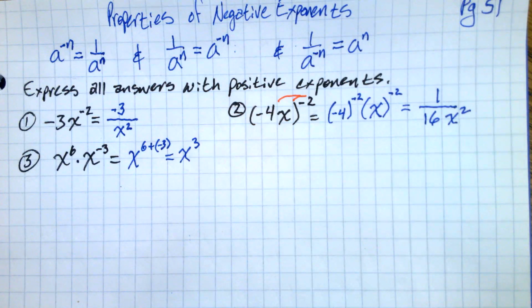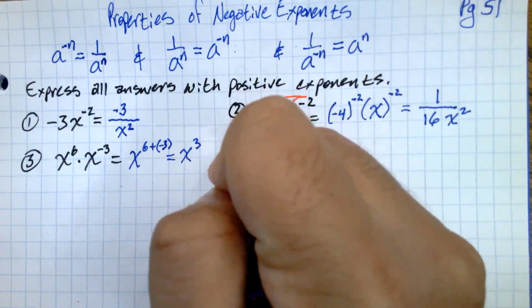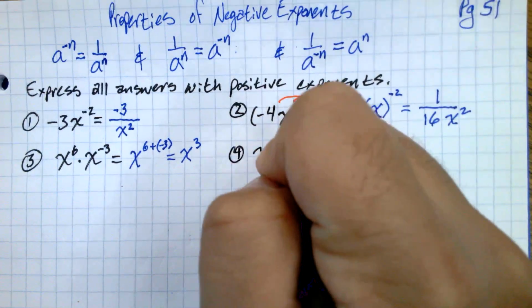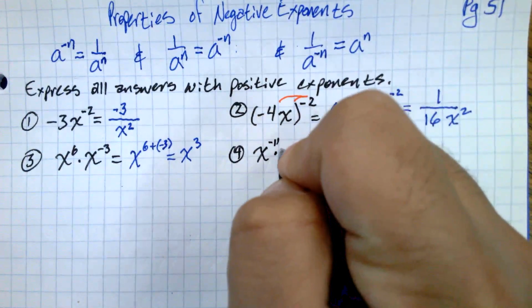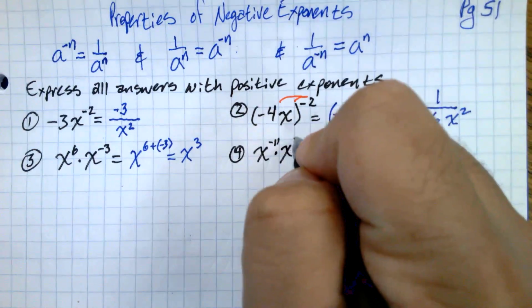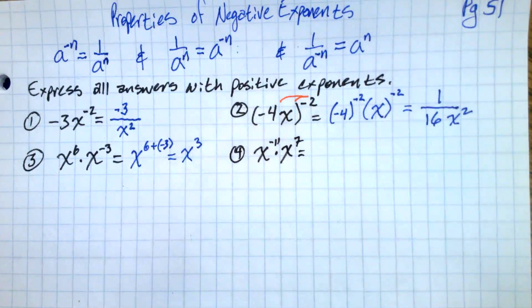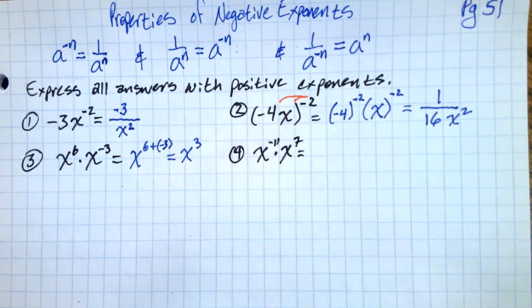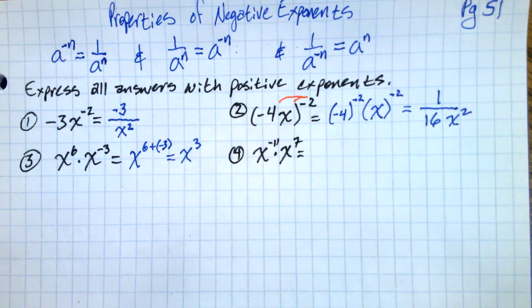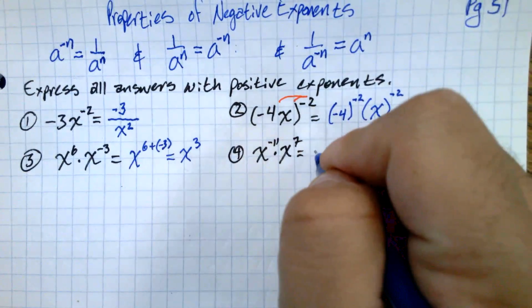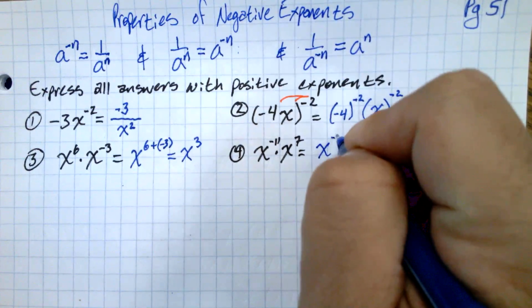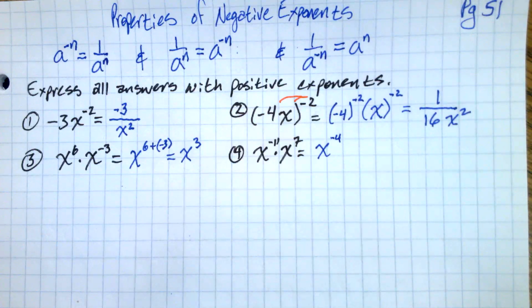Let's try another one. Number 4. x to the negative 11 times x to the 7th. Okay, let's simplify that. What are we going to get when we apply our first rule? X to the, yeah, you got to remember that you have to add the negative 11 plus 7 using that rule. So it's x to the negative 4. Yeah, but it is a negative 4, so bring it to the denominator.